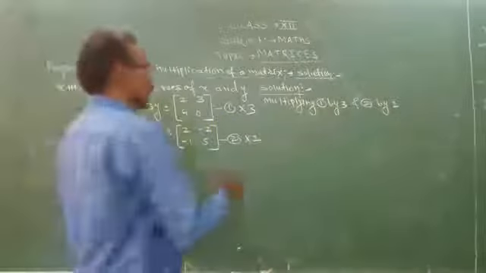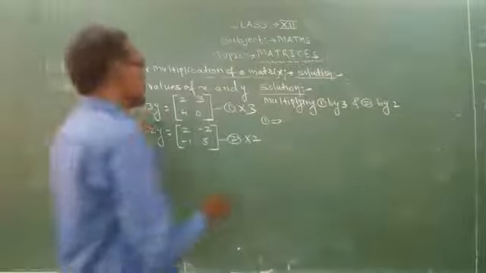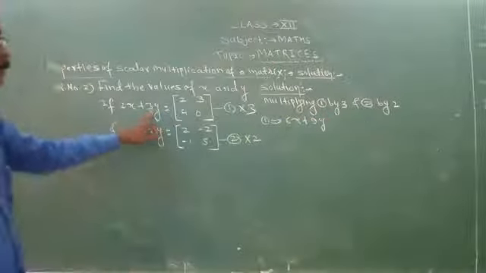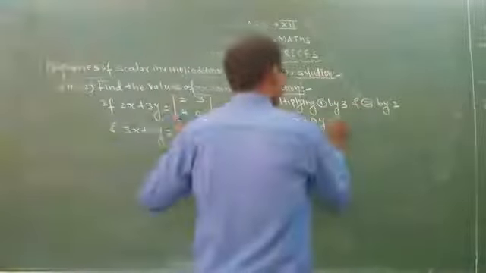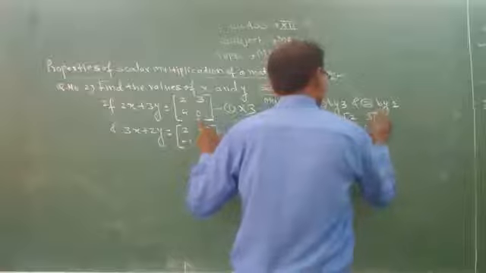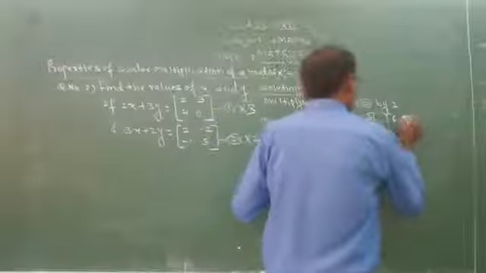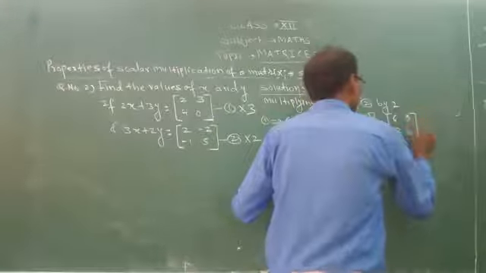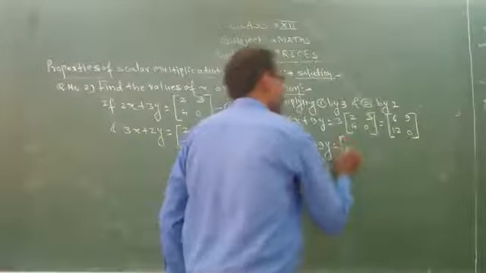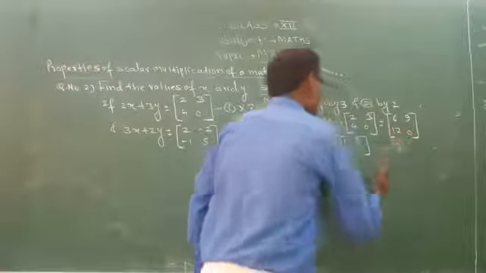Multiplying the first equation by 3: 6x plus 9y equals 3 into the matrix 2 3 4 0, that is 6, 9, 12 and 0. Therefore 6x plus 9y equals the matrix 6 9 12 0. Let this be number 3.